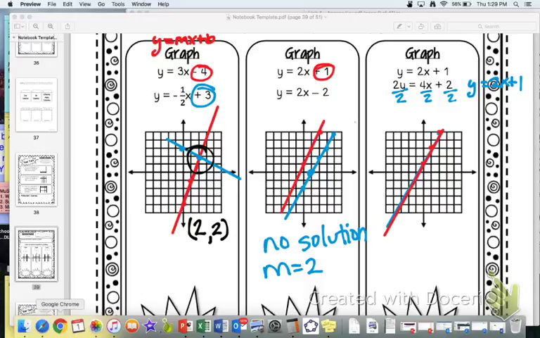And so that means I have infinite solutions because the lines are always touching at every point. So I write infinite solutions. That's a quick review of how to graph systems of equations.